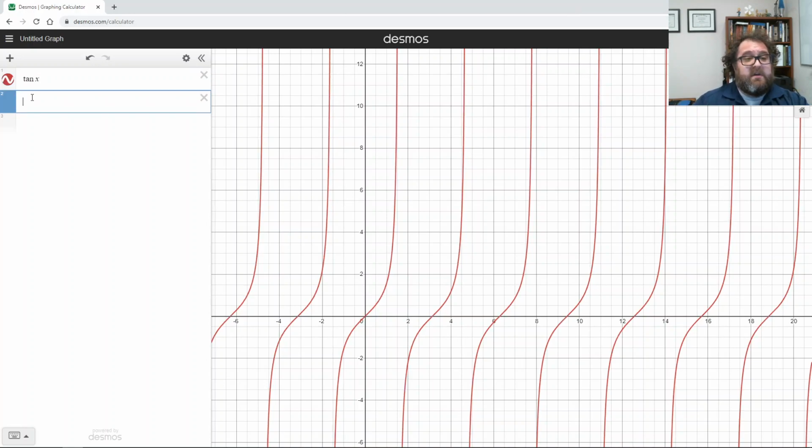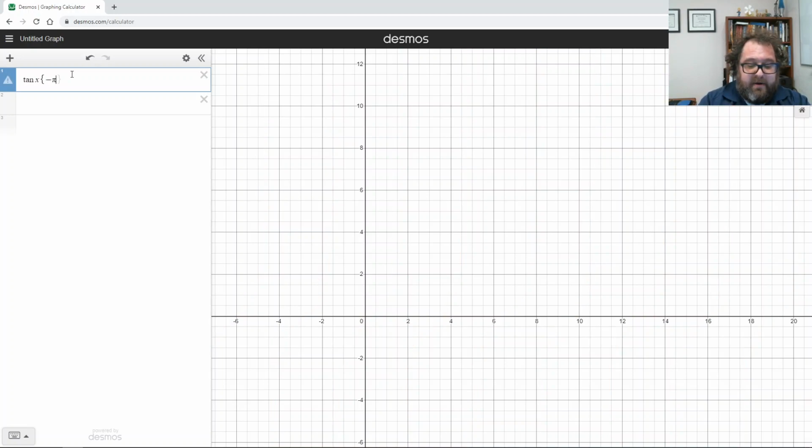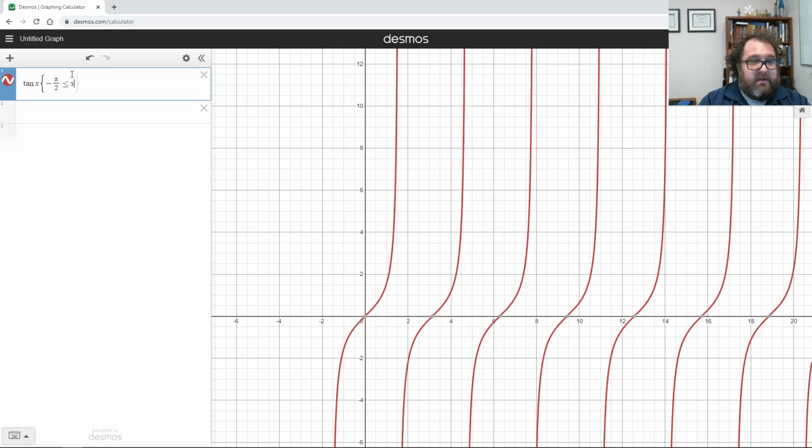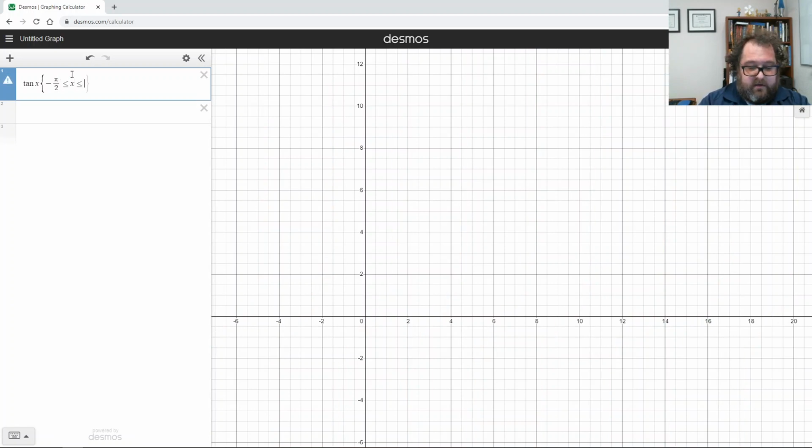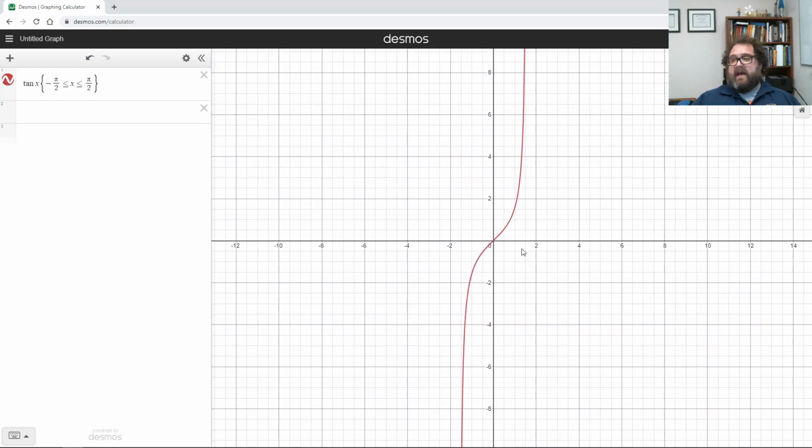So tangent in general does not have an inverse function. But what we do is we restrict the domain to one period. And the traditional period is -pi/2 less than or equal to x less than or equal to +pi/2. Okay, so we take one of those curves. And now we have a function that's 1-to-1, and we can talk about an inverse function. Okay? How do you find the derivative?